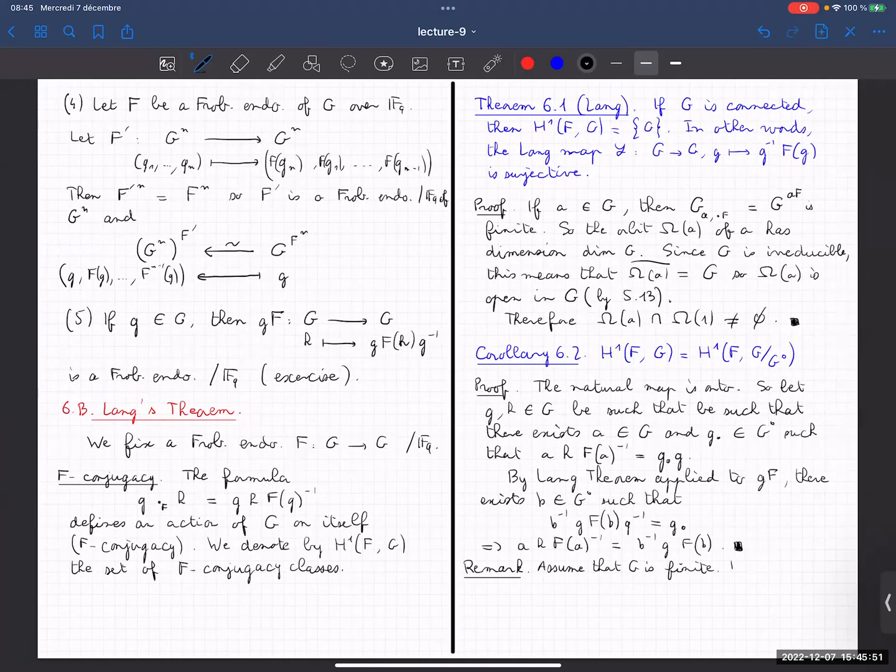Then if you have only one F conjugacy class on G, this is equivalent to saying that the Lang map L is surjective. So this is just a rephrasing of this. But since we are working with finite sets, this means that L is also bijective, also injective.